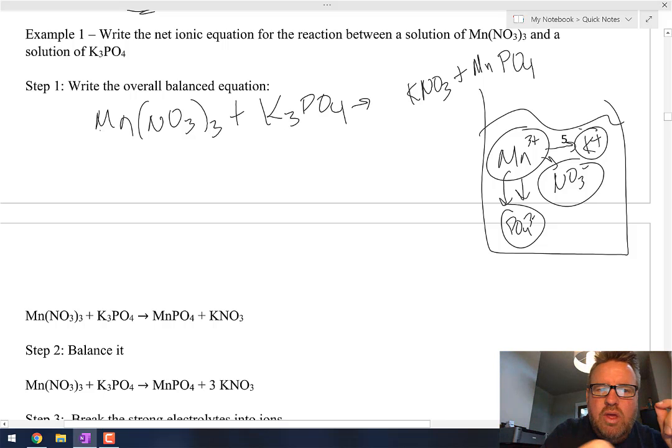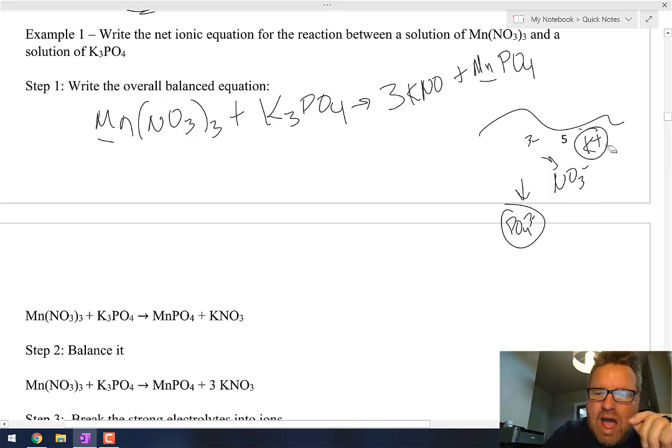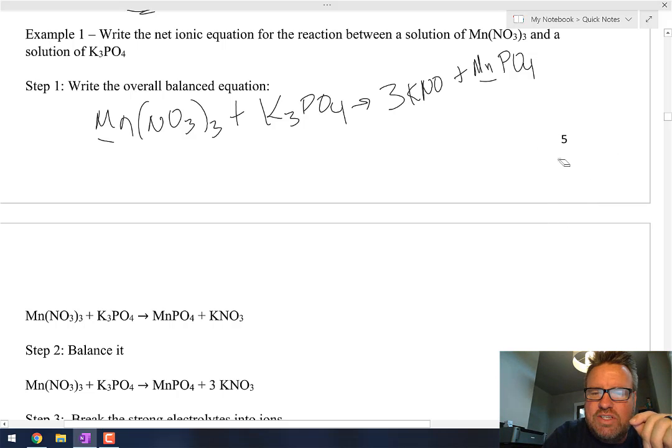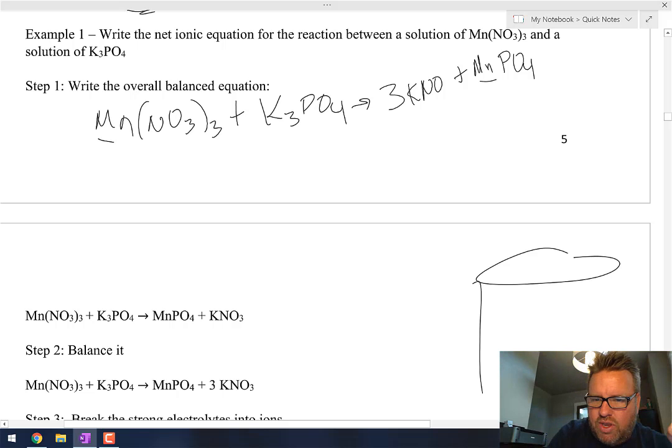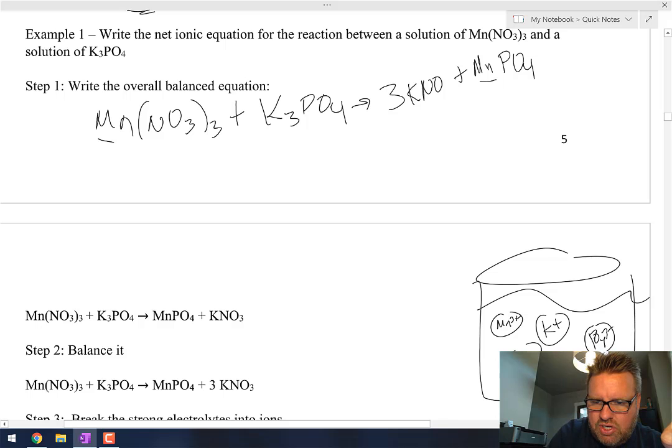So there's 1 manganese, 3 nitrates on one side and 1 nitrate on the other, so I put a 3 there. 3 potassiums, 1 phosphate, it's balanced. After it's balanced, we have to start thinking about what's really happening, like we just drew in that picture there, when you have this solution of a bunch of manganese ions, a bunch of phosphates, a bunch of potassiums, and a bunch of nitrates.